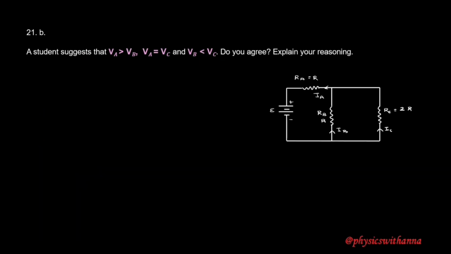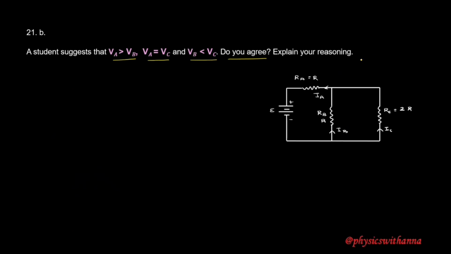Question 21b. A student suggests that VA is greater than VB, VA is equal to VC, and VB is smaller than VC, where VA, VB, and VC are the potential drops across resistors A, B, and C. Do you agree with the student?